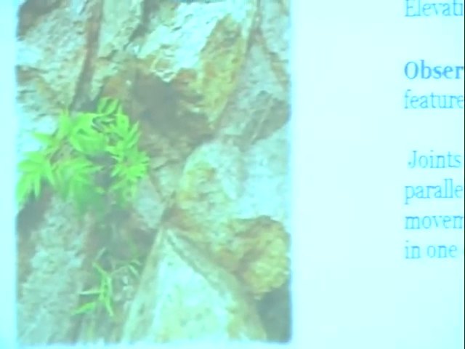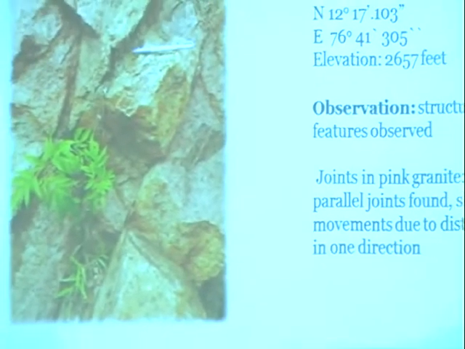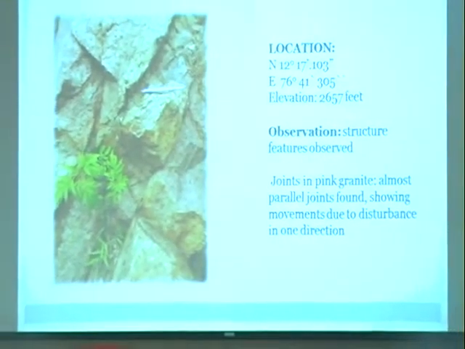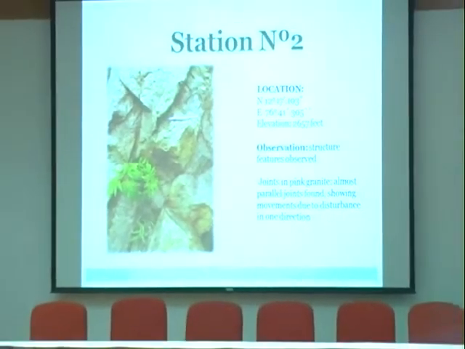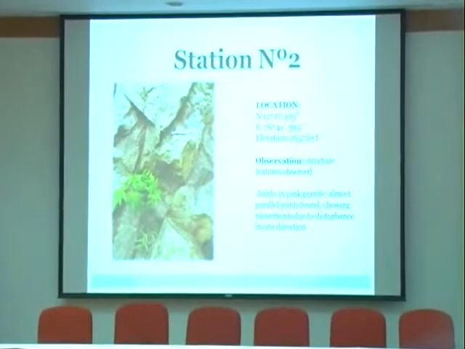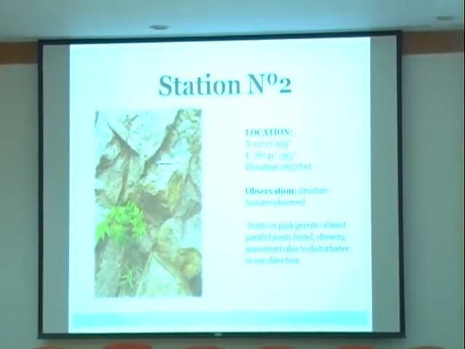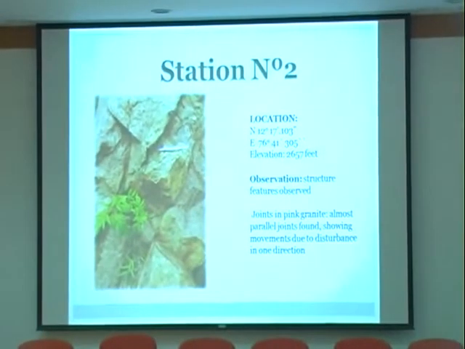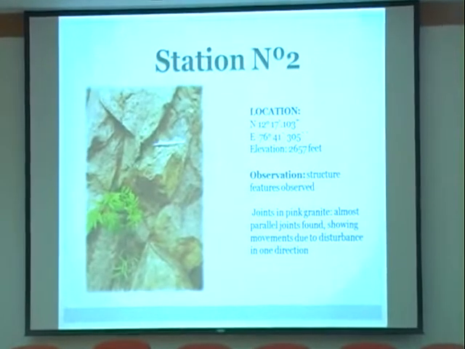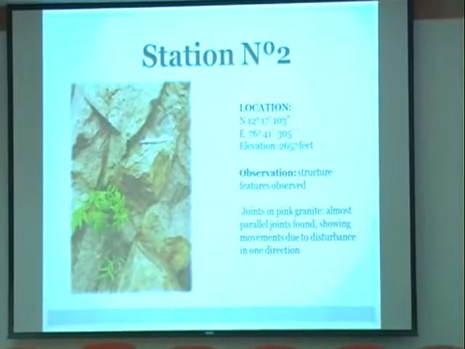And then this is the station number 1, the location, as you can see, and we observed the structural features there. We found that there were joints in pink granite. So the pink granite is jointed into the bedrock. The joints are almost parallel with each other, and then we conclude that the movement is in only one direction because the joints are parallel to each other.